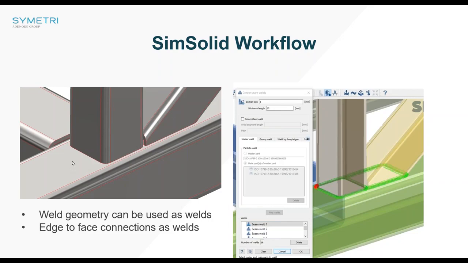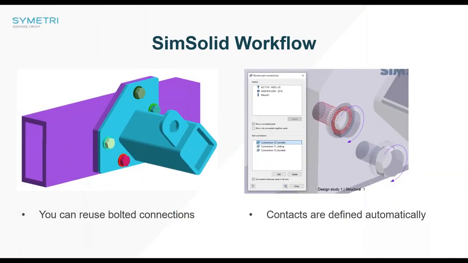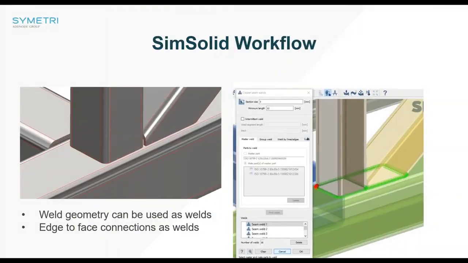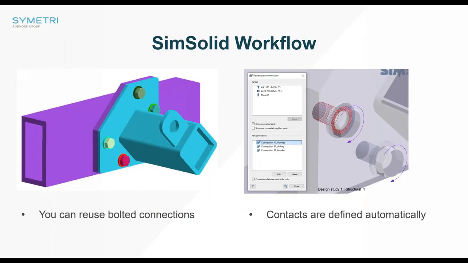Now, just before I go back, you can also include welds. If you had a weld geometry there as a separate geometry, then you could actually use that in SimSolid to represent the physical geometry as a weld if you desire to do so. Okay, so again, both the connections, we can define these automatically.